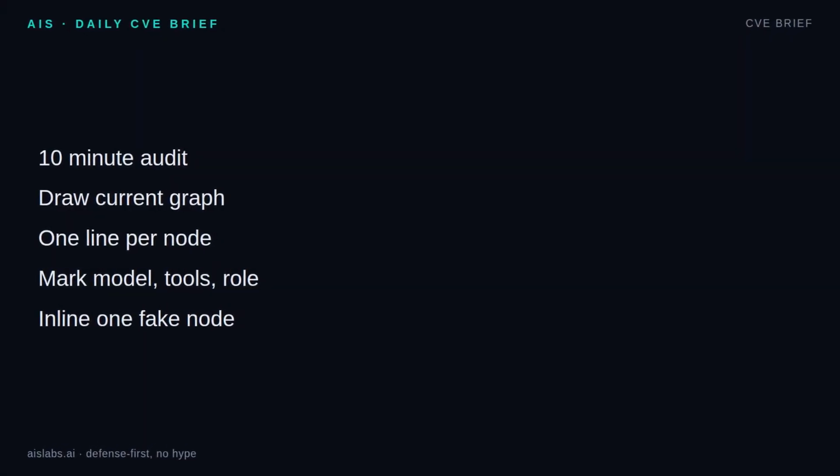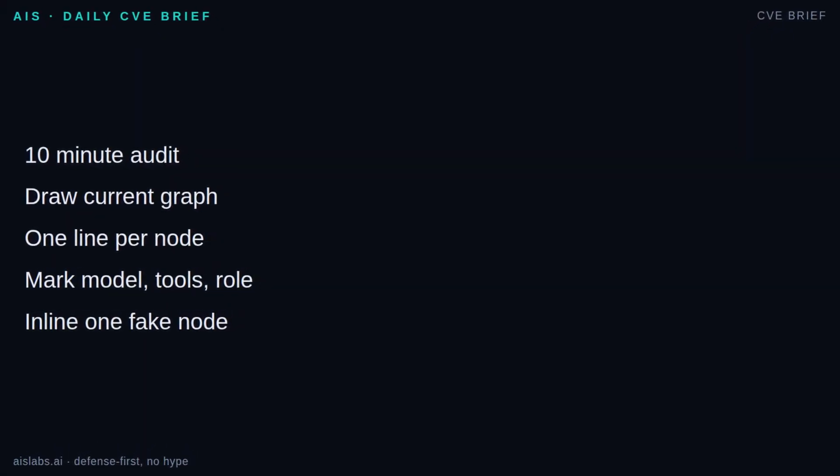Here is the 10-minute exercise. Open one of your automations and draw the current graph, even if it is just boxes on paper. For each box, write 1 line describing its job. Then add 3 marks: model same or different, tools same or different, role same or different. Circle every node where all 3 are same. Those are suspects. Pick one and ask, could this be a function call, prompt section, checklist item, or loop step inside the previous node? If yes, inline it in a branch or test version. Measure fewer retries, fewer schema conversions, and easier debugging.